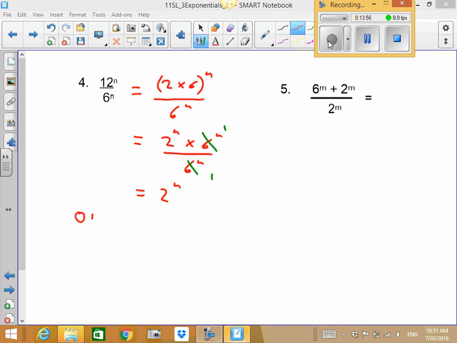Alternatively, I could also rewrite 12 to the power of n over 6 to the power of n as 12 over 6 all to the power of n, which equals 2 to the power of n.